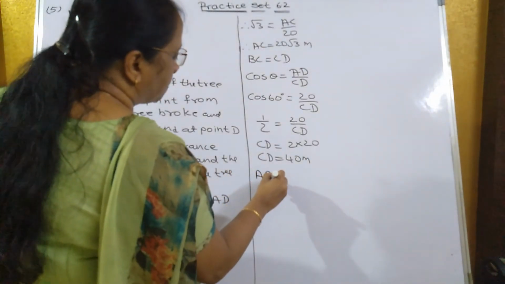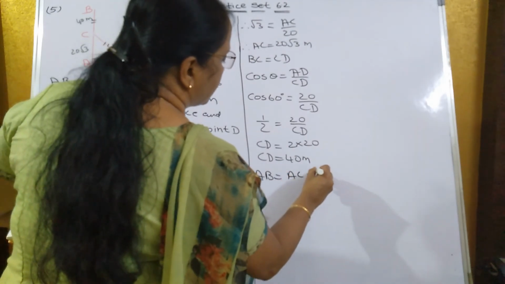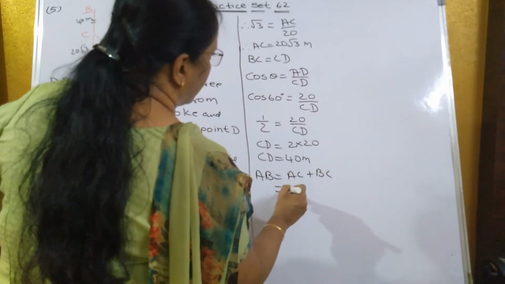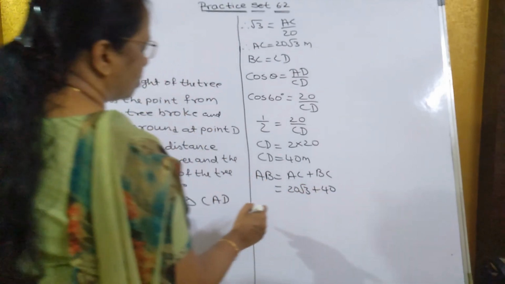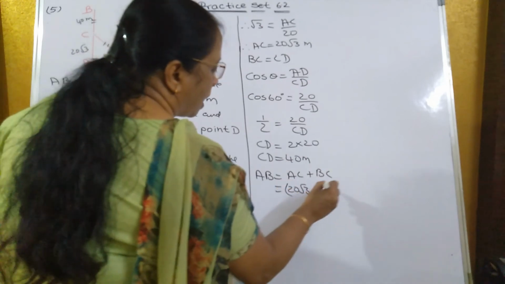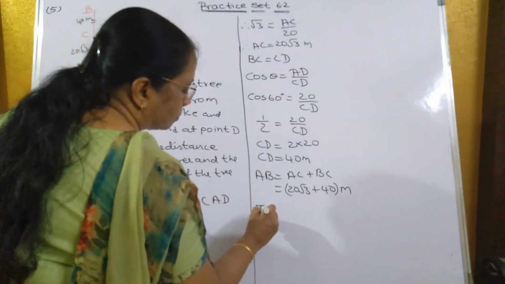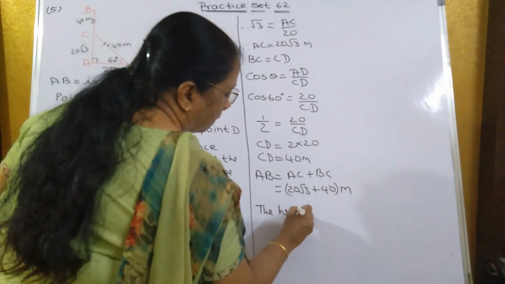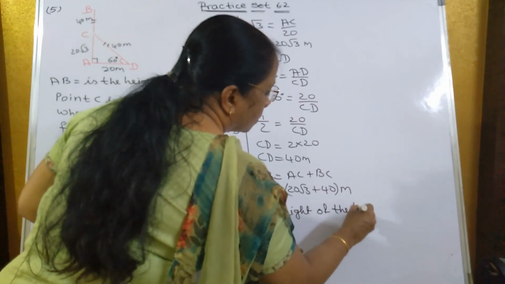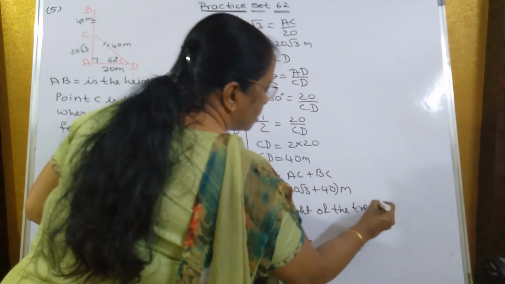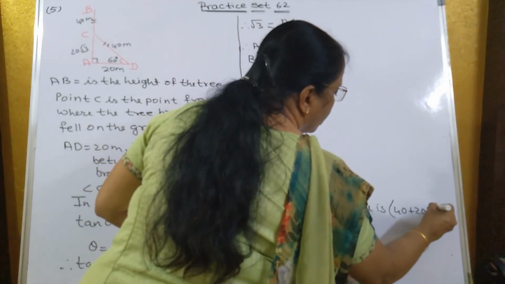AB is equal to BC plus AC plus BC. AC is equal to 20 root 3 and BC is equal to 40. So the height of the tree is how much? 40 plus 20 root 3 meter. Height of the tree is 40 plus 20 root 3 meter.